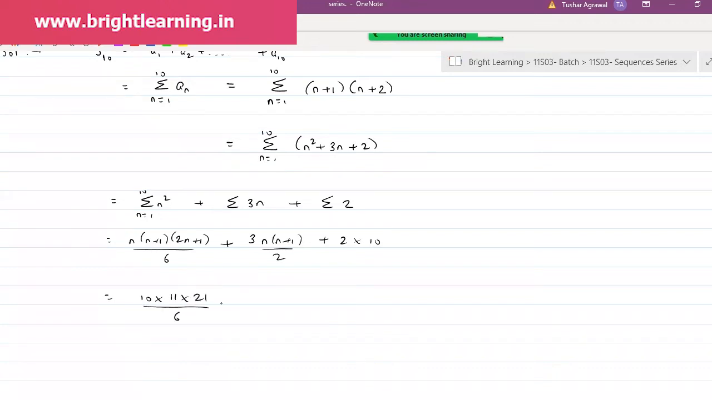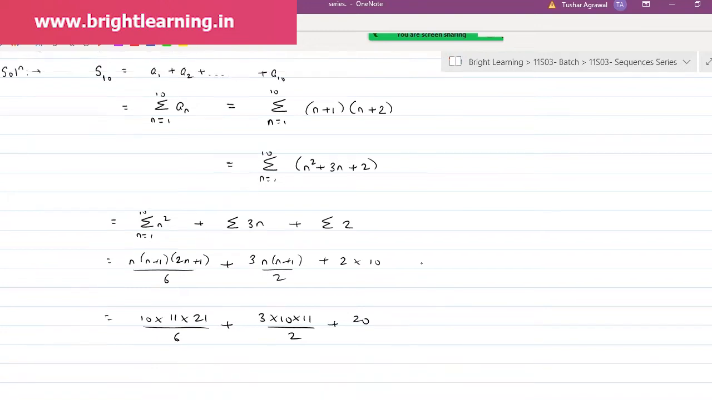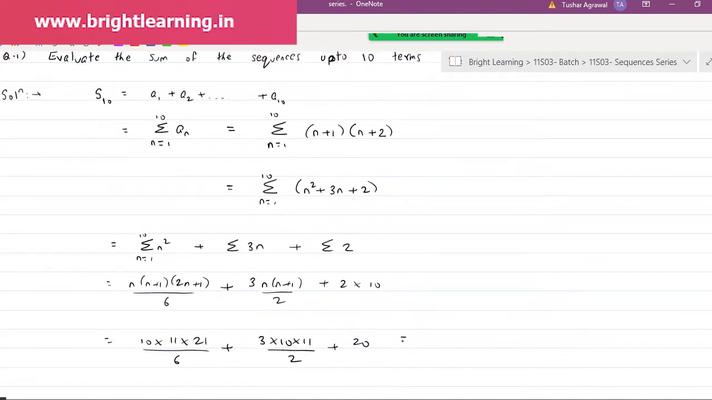Sir, could you please scroll down? Okay, 3 into 10 into 11 upon 2 plus 20. Calculate this answer, it turns out to be equal to 570. Got it? Take the screenshot quickly.